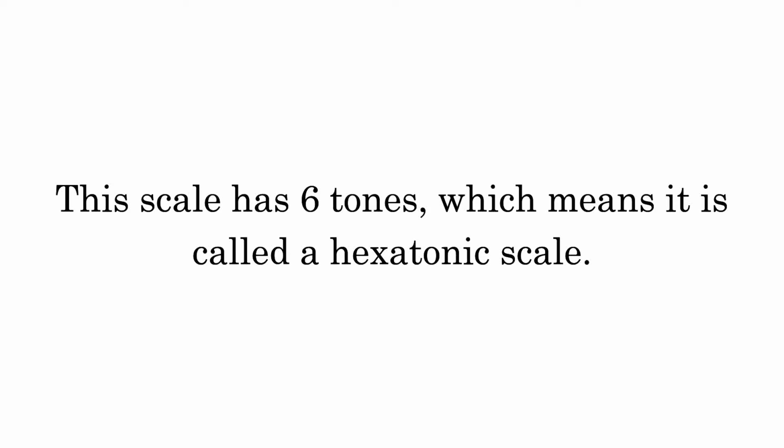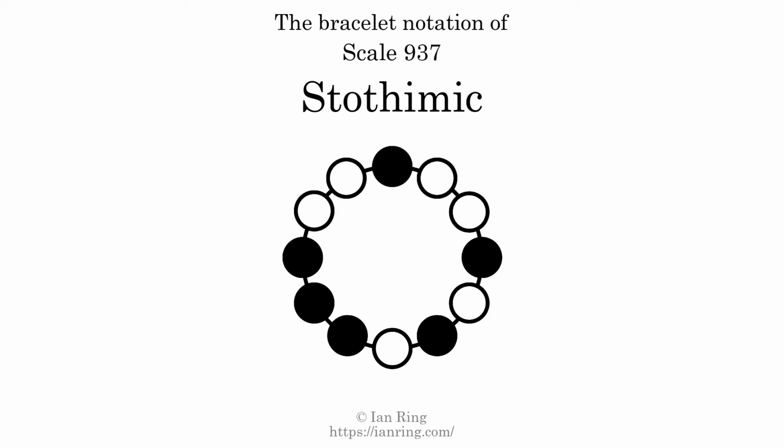This scale has 6 tones, which means it is called a hexatonic scale. This is a bracelet notation diagram of scale 937. The shaded circles represent tones that appear in the scale, and they are read clockwise, starting at the top.